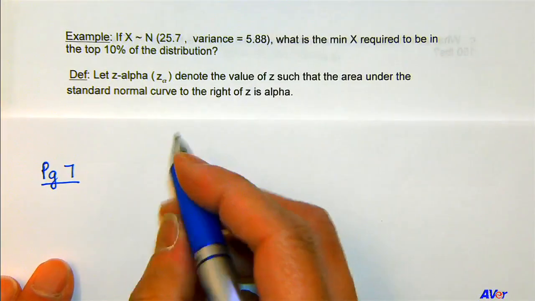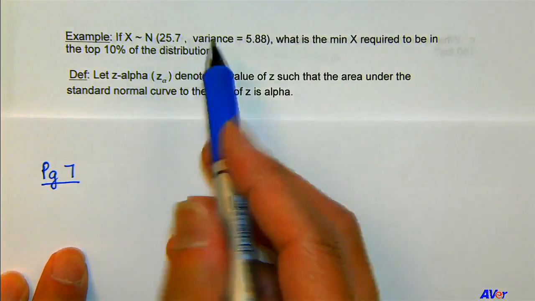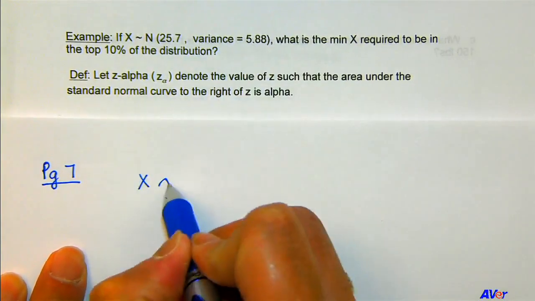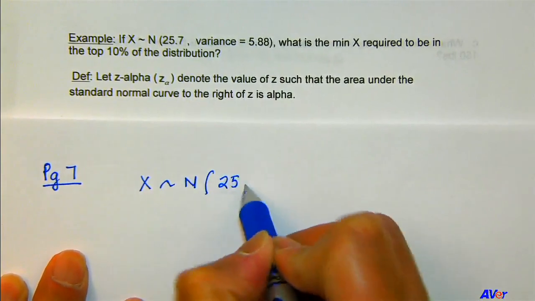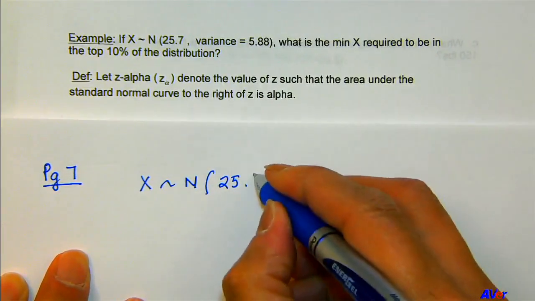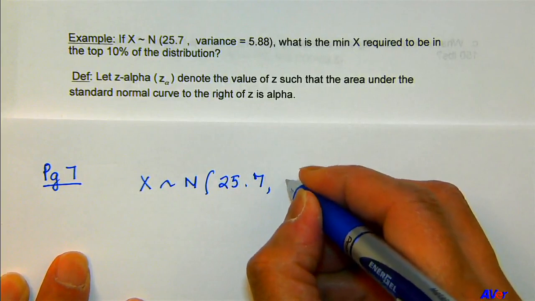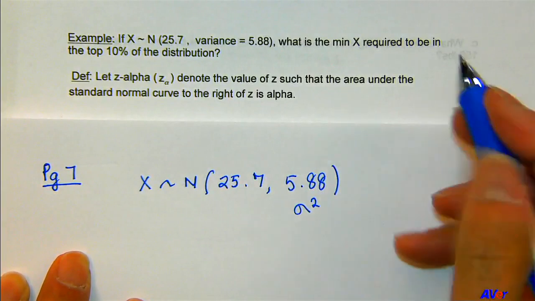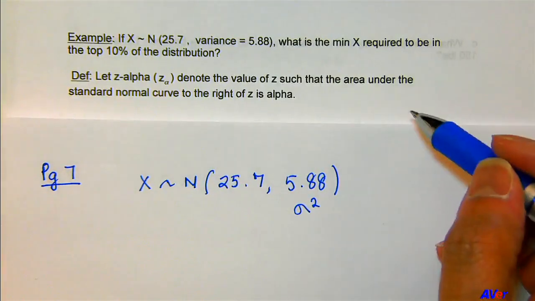Let's do the next one. I'm on page 7. If x is normal with mean 25.7 and variance equals 5.88, so here x is normal 25.7, 5.88. I don't even have to write variance equals because it's understood that this is the variance. What is the minimum x required to be in the top 10% of the distribution?